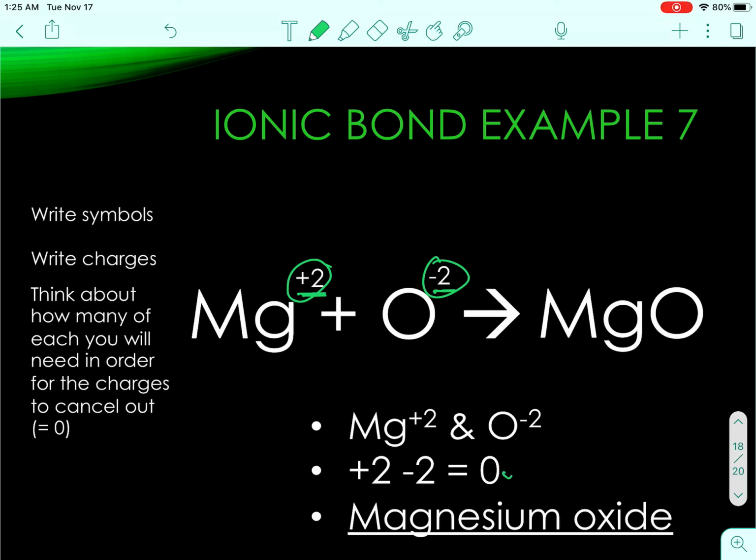Do they give us 0? They do. They do give us 0. So we do not need to add any extra multiplication here or anything like that. No subscript. So this is just going to be MgO. No numbers. Just MgO. Because the charges cancel. So this is going to be magnesium. And then the oxygen turns into oxide. Magnesium oxide is just MgO.